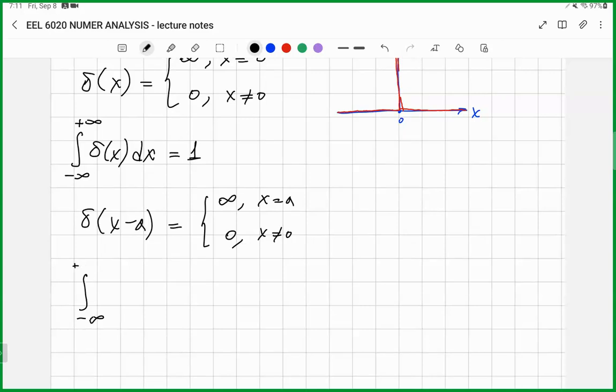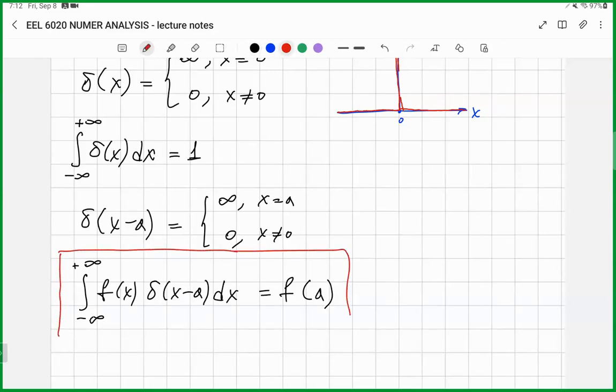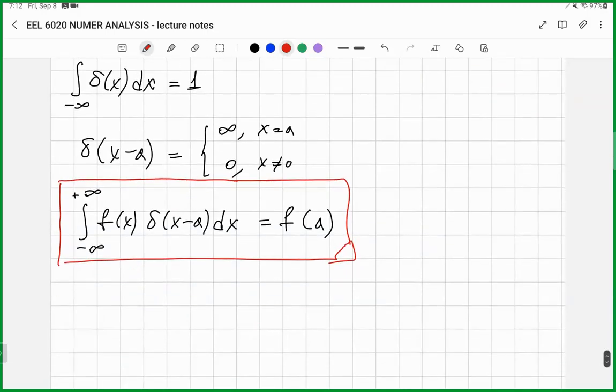When I integrate any function of x multiplied by the delta function delta of x minus a over dx, I get the value of this function at the point a. So this formula should be highlighted.